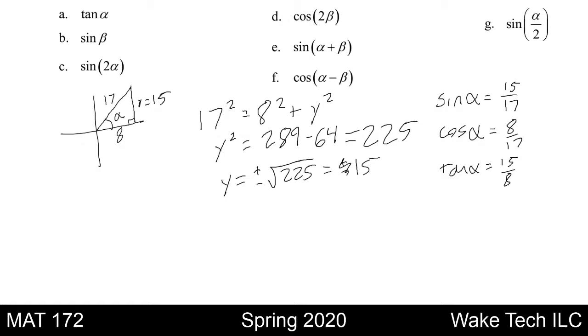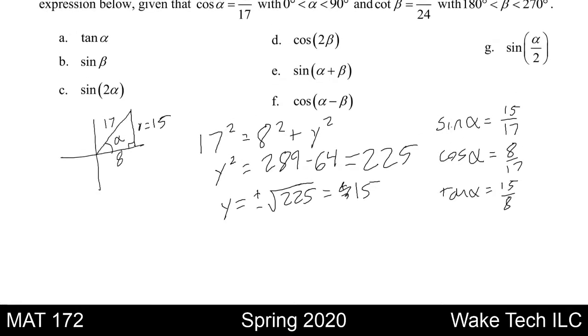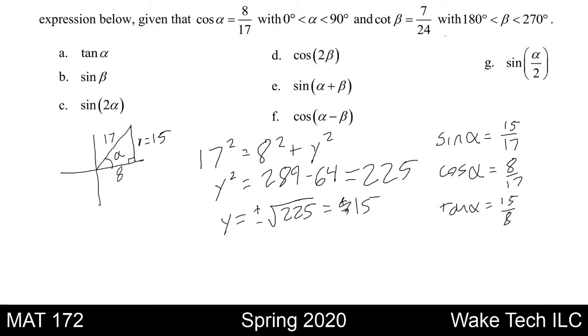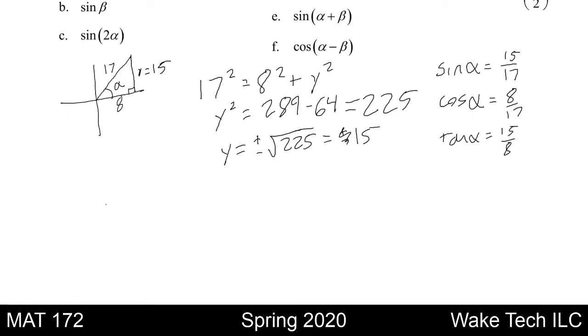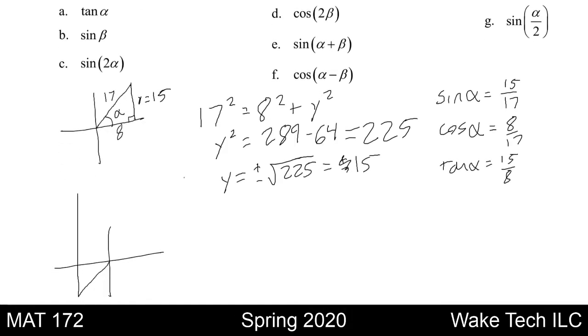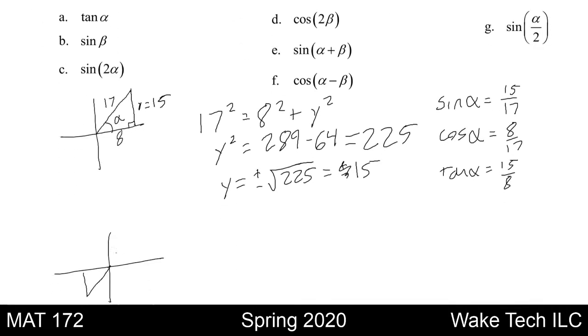Now, we might want to do the same thing for beta. Notice that beta here is in the third quadrant. It's between 180 and 270 degrees, the cotangent of which is equal to 7/24. So why don't we draw another picture and find out some of those same values. So you might be wondering, why am I going through all this work, right? We have some questions up there. I could just go across each one and simply answer them, right? Well, I think this streamlines the process quite a bit.